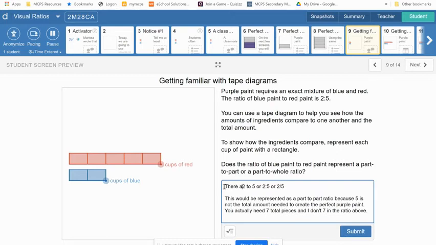Let's fix this. There are 3 ways to write a ratio. So those are the 3 ways. We have 2 to 5 in the word form, or we've got 2:5, and then we have it in fraction form. So we're looking at it as a fraction form, 2 to 5. And this would be represented as a part-to-part ratio because 5 is not the total amount needed to create the perfect purple paint. You actually need 7 total pieces. And I don't see 7 in the ratio above.